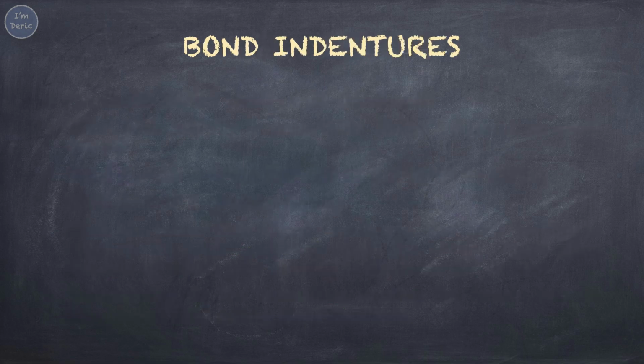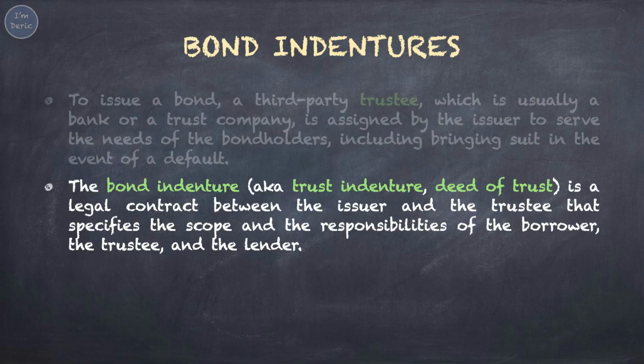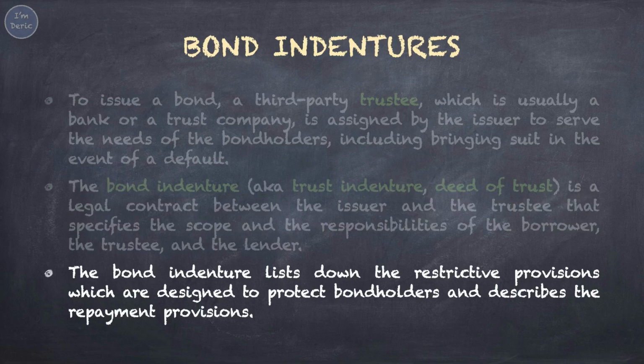For the issuance of bonds, bond indentures are important. In order to issue a bond, a third-party trustee, which is usually a bank or a trust company, is assigned by the issuer to serve the needs of the bondholders, including bringing suit in the event of a default. The bond indenture, aka trust indenture or deed of trust, is a legal contract between the issuer and the trustee that specifies the scope and the responsibilities of the borrower, the trustee, and the lender. The bond indenture lists the restrictive provisions, which are designed to protect bondholders, and describes the repayment provisions.